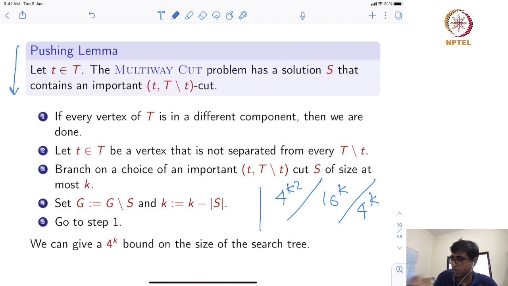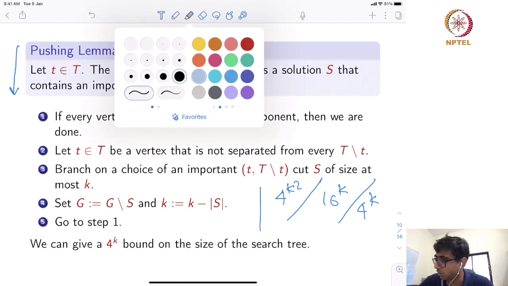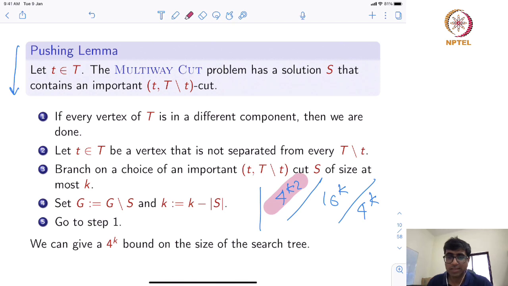Okay, and first, it's very trivial to design a 4 power k square algorithm for this problem, because in each branch, the budget is decreasing by 1, the depth of the tree is at most k, and since each branching factor is 4 to the power k, the total running time is 4 to the power k square. But then we use a refined analysis to give a 16 to the power k algorithm, but that algorithm can also be analyzed even more carefully, and we can get a 4 to the power k algorithm for the problem.